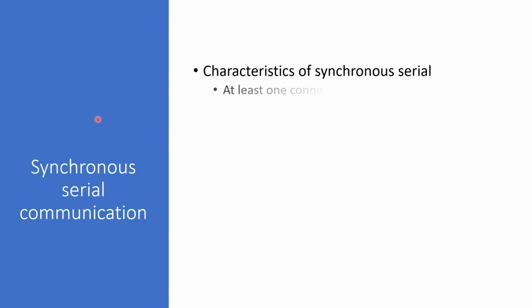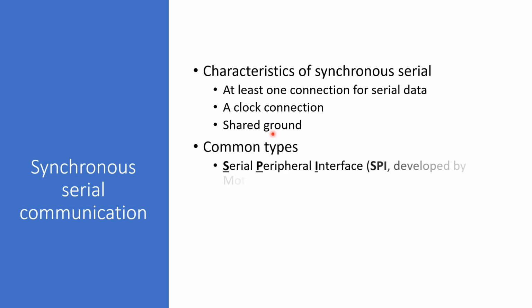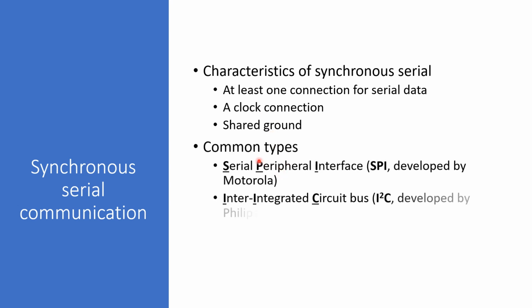Let us begin. So let us try to understand what an SPI is. An SPI is basically a synchronous serial communication. What are the characteristics of a synchronous serial communication? It has at least one connection for serial data, a clock connection, and a shared ground. And what are the common types of serial communication? We have the SPI, which is developed by Motorola, and then we have the I2C. These are some of the common types of serial communication.